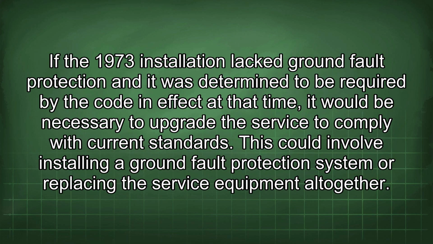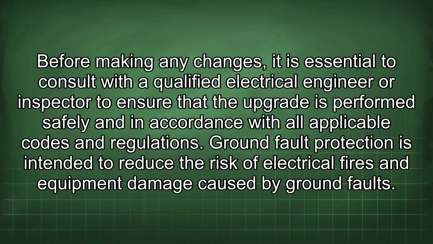If the 1973 installation lacked ground fault protection and it was determined to be required by a code in effect at that time, it would be necessary to upgrade the service to comply with current standards. This could involve installing a ground fault protection system or replacing the service equipment altogether. Before making any changes, it is essential to consult with a qualified electrical engineer or inspector to ensure that the upgrade is performed safely and in accordance with all applicable codes and regulations.